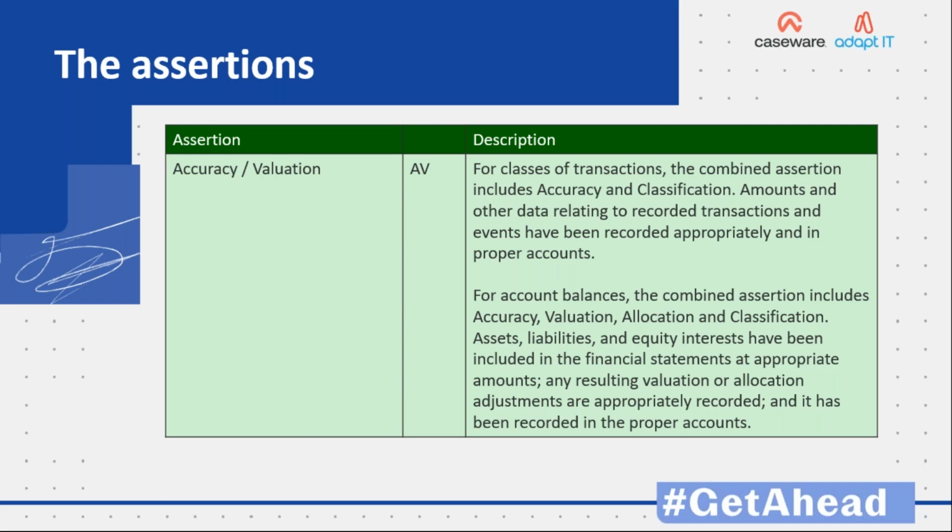For account balances, the combined assertion includes accuracy, valuation, allocation, and classification. That is, your assets, liabilities, and equity interests have been included in the financial statements at the appropriate amounts. Any resulting valuation or allocation adjustments are appropriately recorded, and have been recorded in the proper accounts.